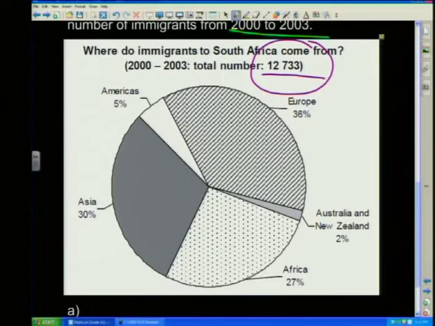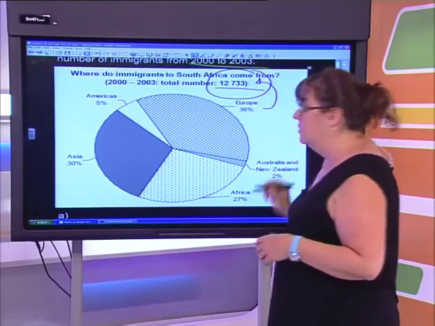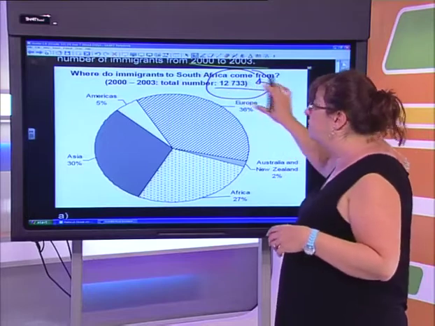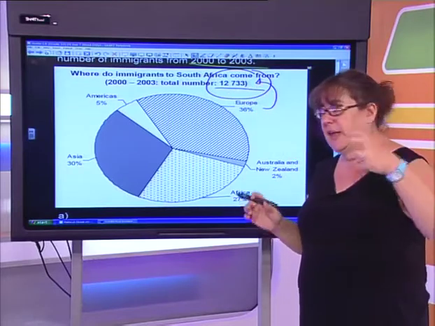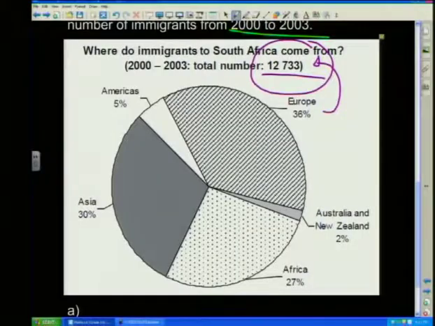So I've got Europe, 36%. That represents Europe. 36% of my total. So 36% of 12,733 came from Europe. Then I've got a tiny little portion of 2% from Australia and New Zealand. 27% from Africa. I'm going to come back to that in a second. The Americas are 5% and Asia 30%.